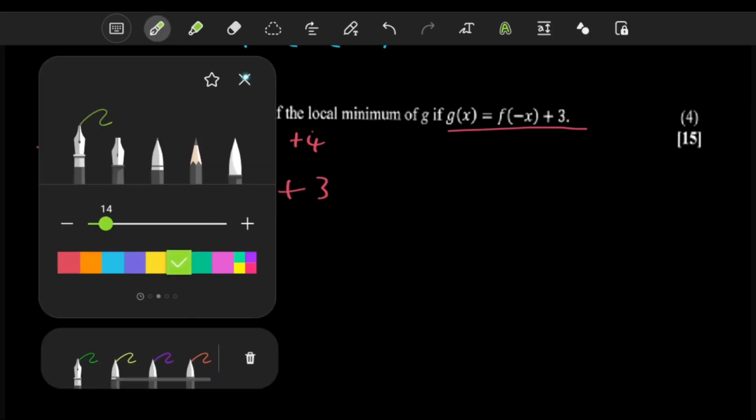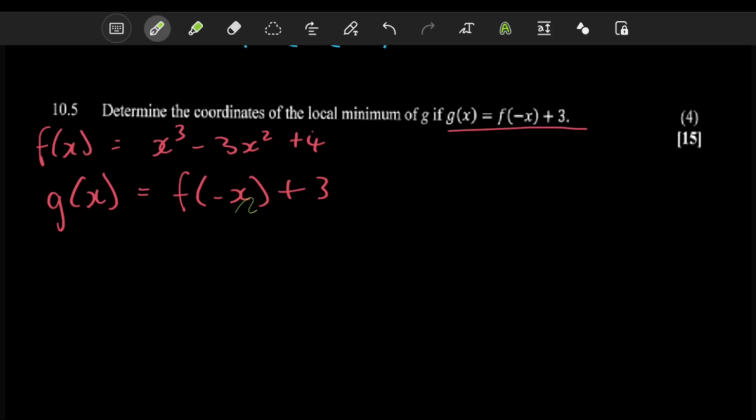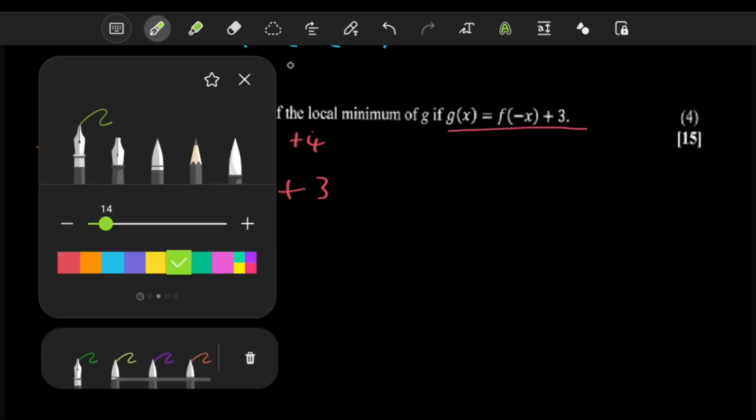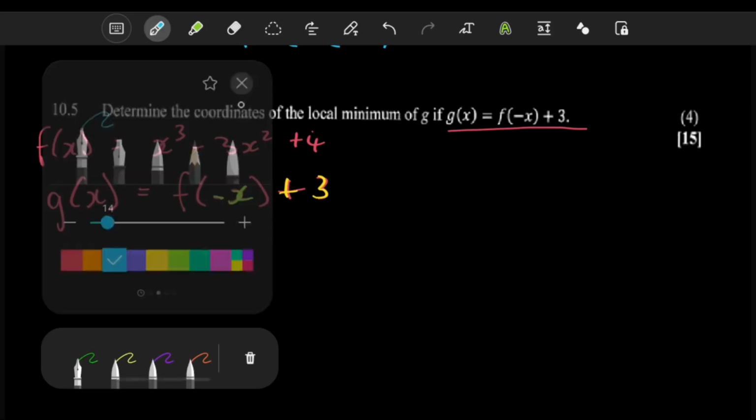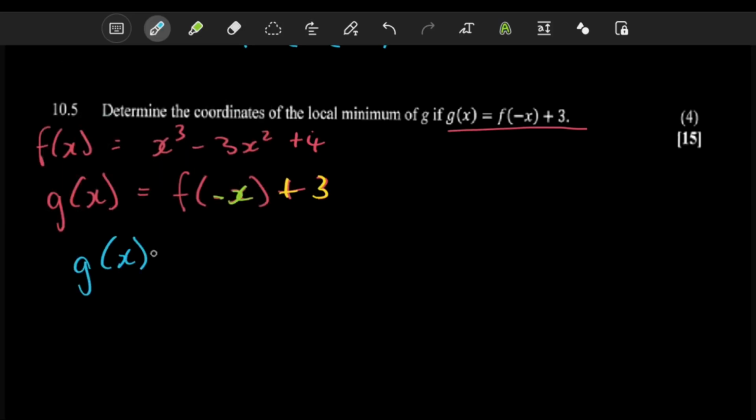What that means is, in the equation of f, wherever you see x, throw in a negative x. And then to the whole thing, add a 3 afterwards. So to the whole thing, you will need to add a 3 when you're done. So that's going to look like this. g of x, technically, wherever you see x here, throw in a negative x. So it's a negative x here, you cube it. Negative x here, you square it.